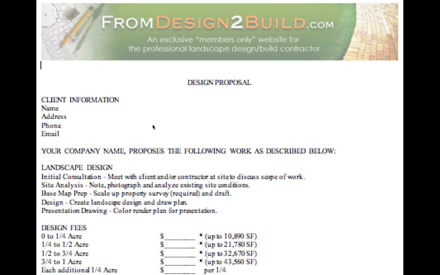So 0 to quarter acre is one price, and I didn't write the numbers in because I'm from New Jersey and we're always accused of racketeering. So I didn't put it in there. And besides, you need to know what your own pricing structure is. So 0 to quarter acre is one price, quarter to half another price, and obviously these prices go up.